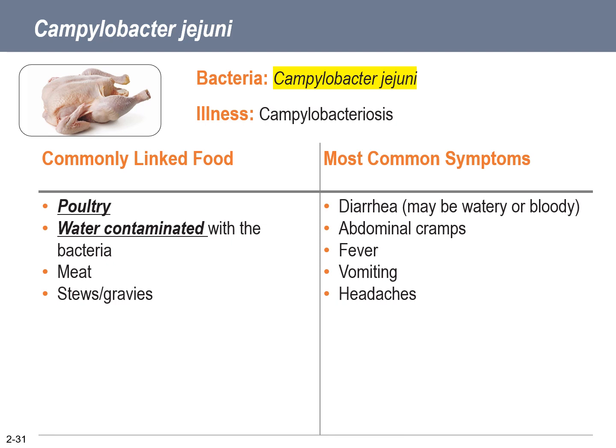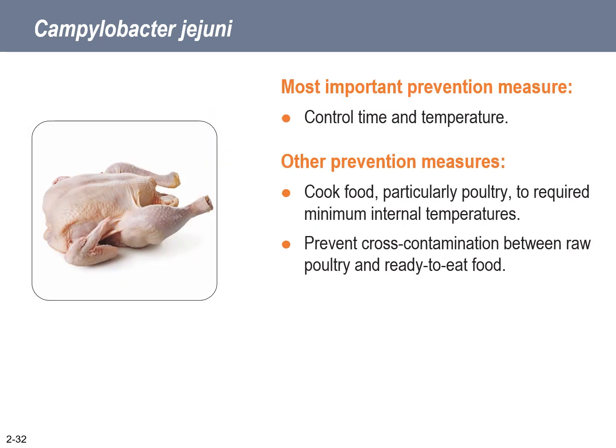Campylobacter jejuni. Commonly linked foods are poultry and water contaminated with the bacteria, meat, stews, and gravies. Most common symptoms are diarrhea, which could be watery and or bloody, abdominal cramps, fever, vomiting, and headaches. Control time and temperature, cook food to all minimum internal cooking temperatures, and prevent cross-contamination between raw poultry and ready-to-eat foods.